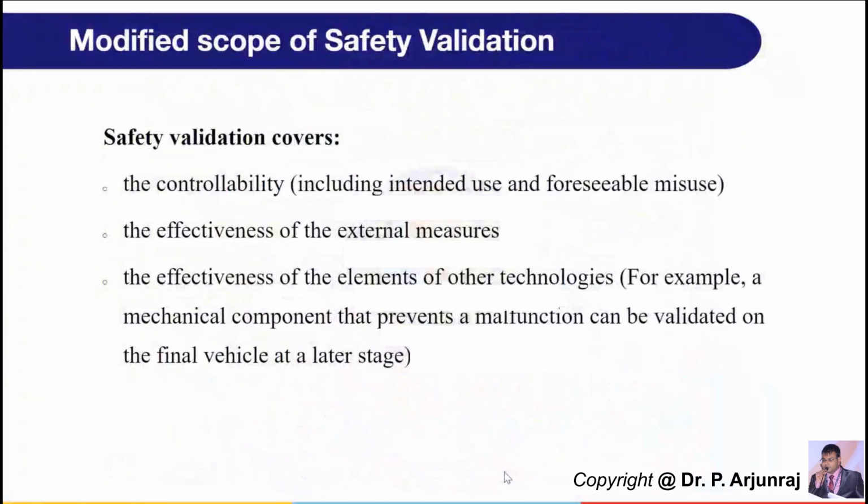So the safety validation covers the controllability and the effectiveness of the external measures, and the effectiveness of the elements for the other technologies can also be considered. For example, the mechanical component that prevents the malfunction can be validated on the final vehicle at a later stage. That's why you also have the various stages of the vehicle validation as well.